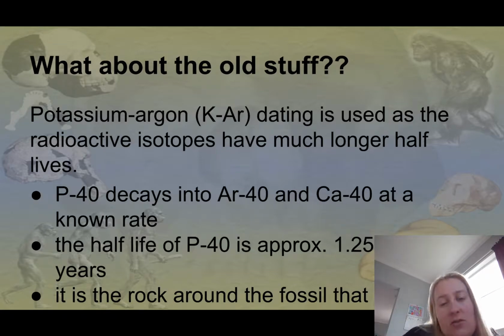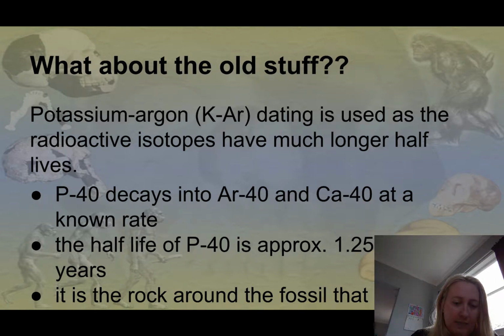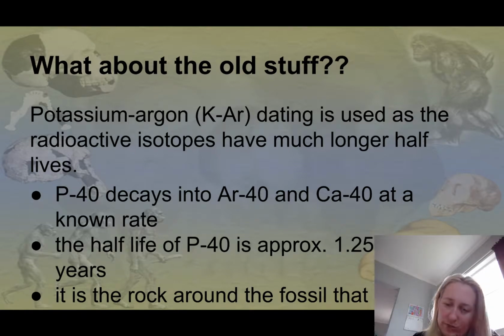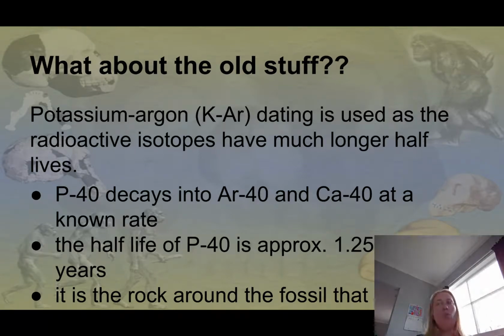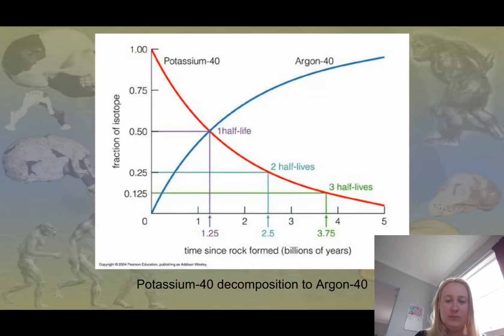So potassium 40 decays into argon 40 and calcium 40 at a known rate. Okay, the half-life for potassium 40 is approximately 1.25 billion years. It's the rock that is around the fossil that is tested rather than the actual fossil, because the fossil has changed slightly differently. It's the rock around it that we test.